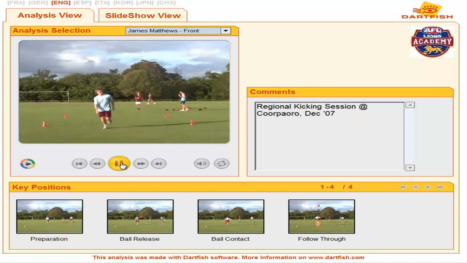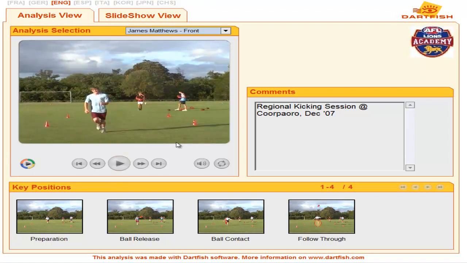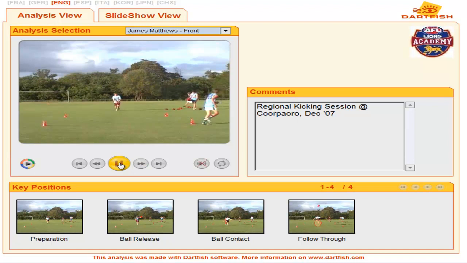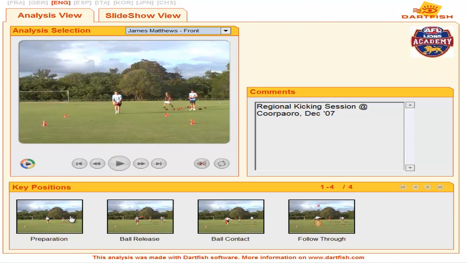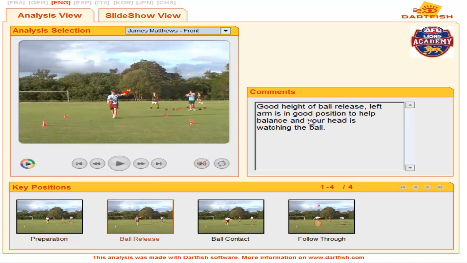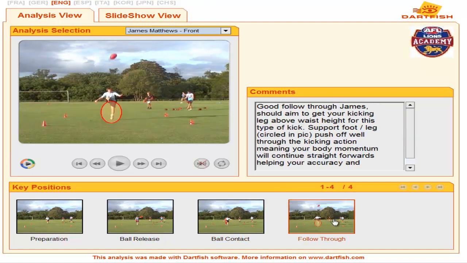So I watched the video and you can see that we've got James, so video of James kicking a footy. This is that idea I said before. These are the coaching pieces of information. Over here in the comment box, you've got a couple of comments about James's technique. And you just give this back to the player.